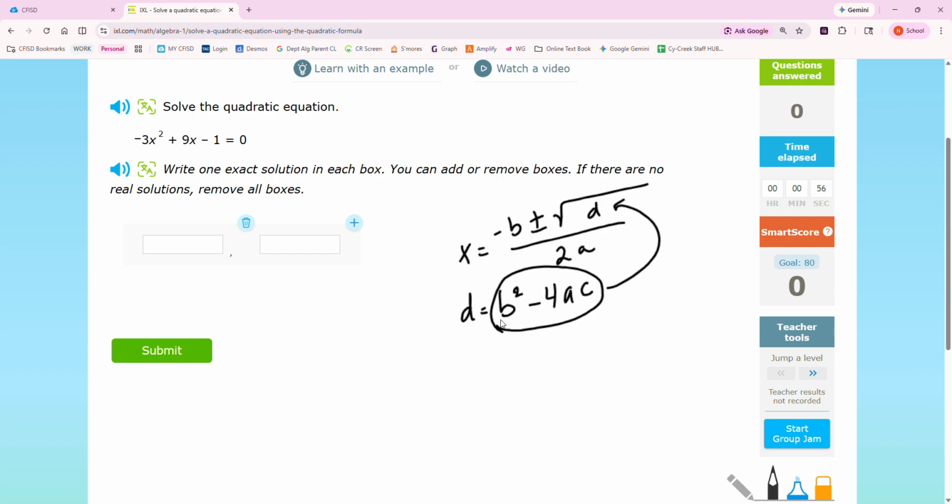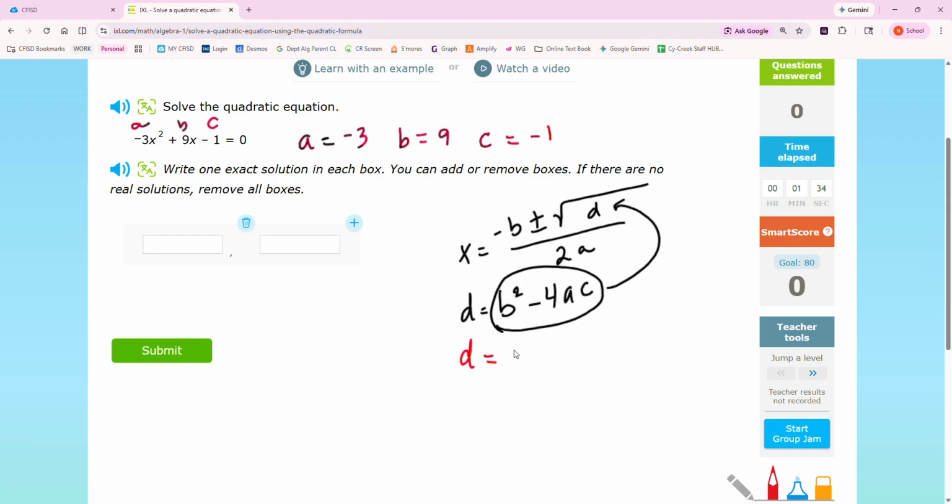I like to tell my students to always deal with the discriminant first, that's going to make your life a lot easier. So we're going to go ahead and look for the discriminant first. So I need to identify all of those values. We need to identify our a value, where the a value is in front of x squared in the quadratic equation. The b value is in front of the x, and the c value is at the end. So our a is negative 3, our b is going to be 9, and our c is going to be negative 1. So now I'm going to go ahead and fill out my discriminant.